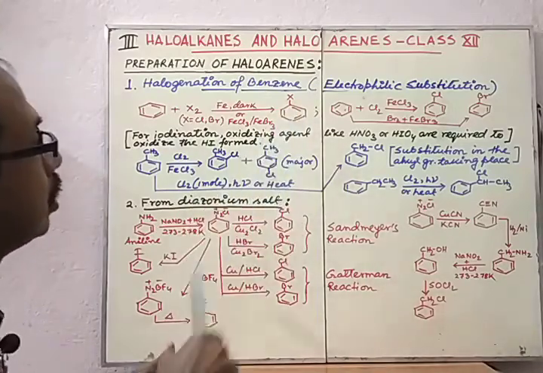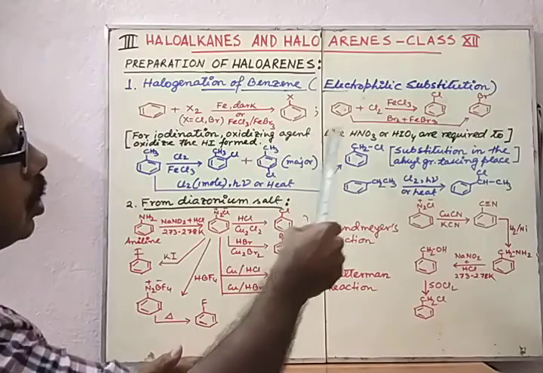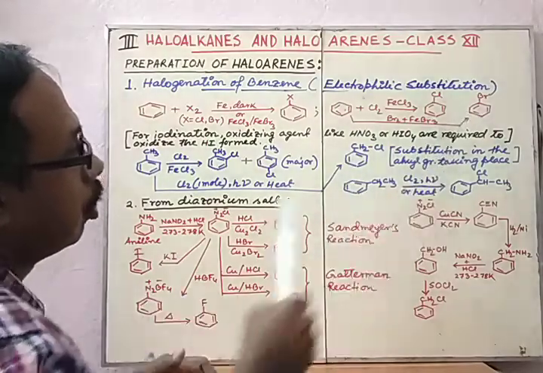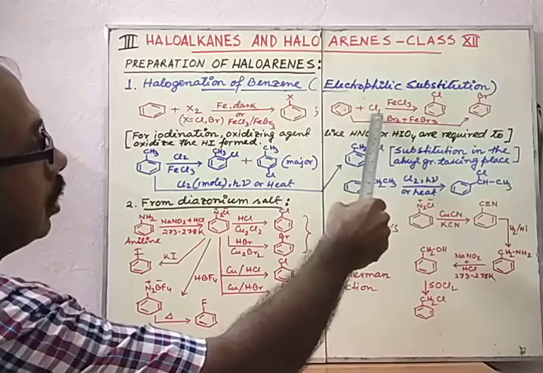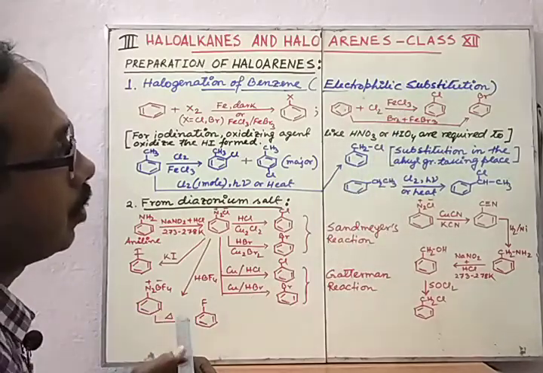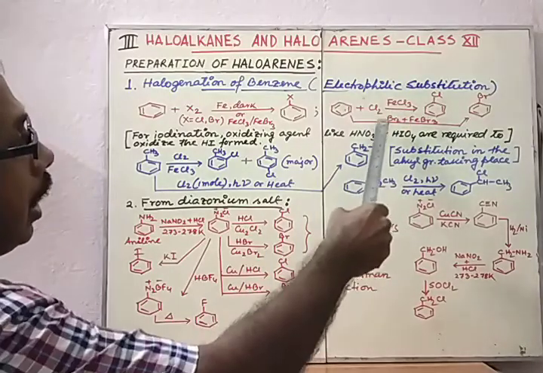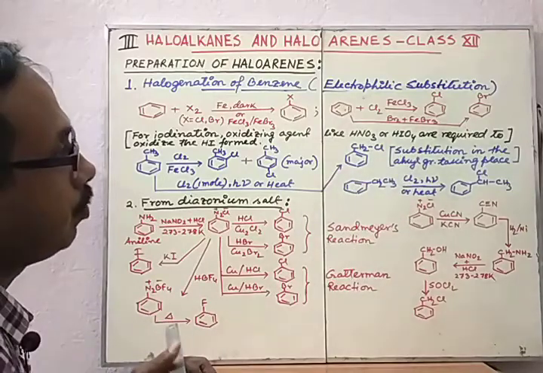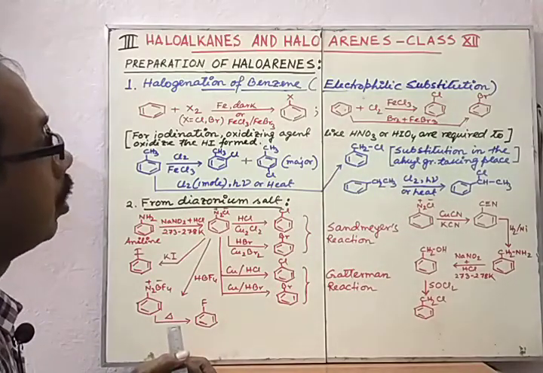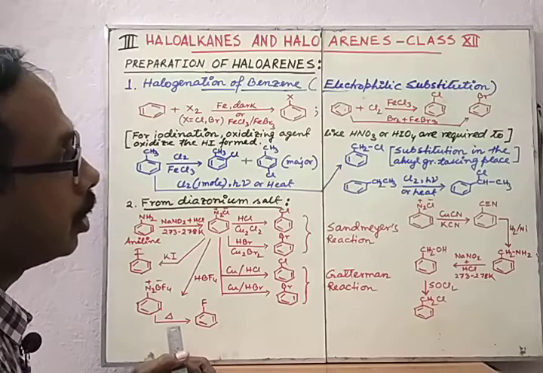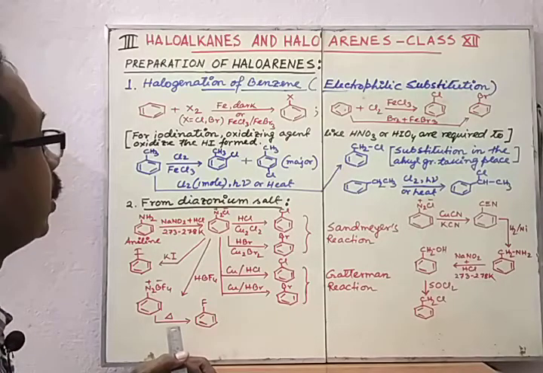As we know that this is the process of formation of chlorobenzene or bromobenzene when chlorine in presence of FeCl3 or Fe, and bromine in presence of FeBr3 or Fe, reacts with benzene to form respectively chlorobenzene and bromobenzene.